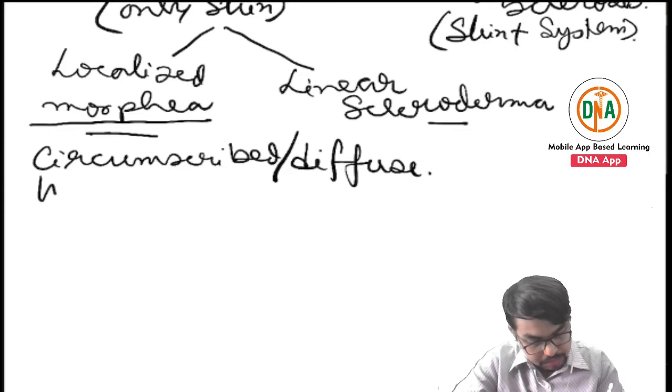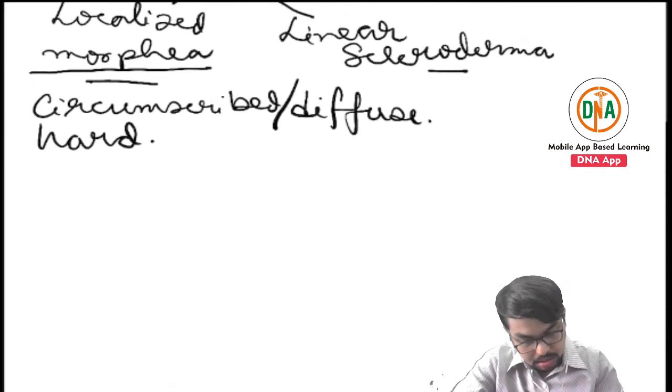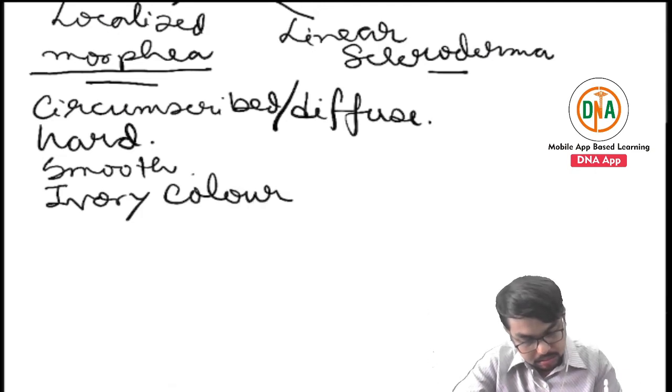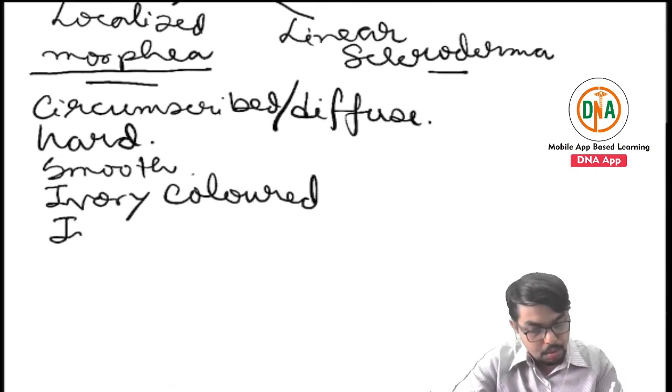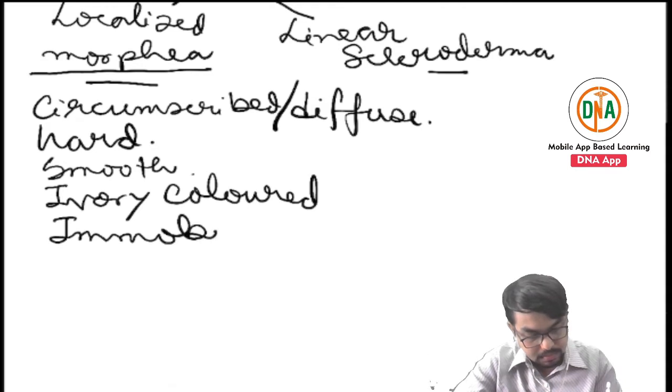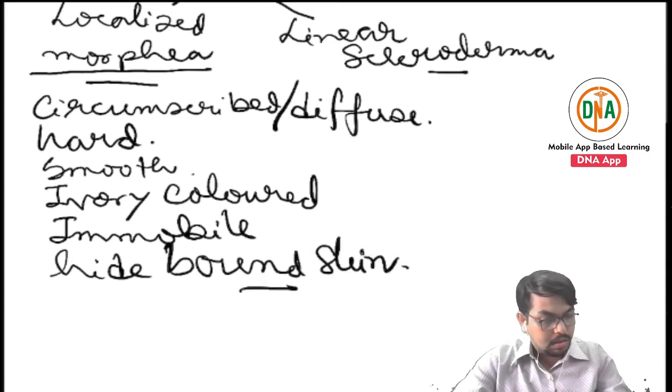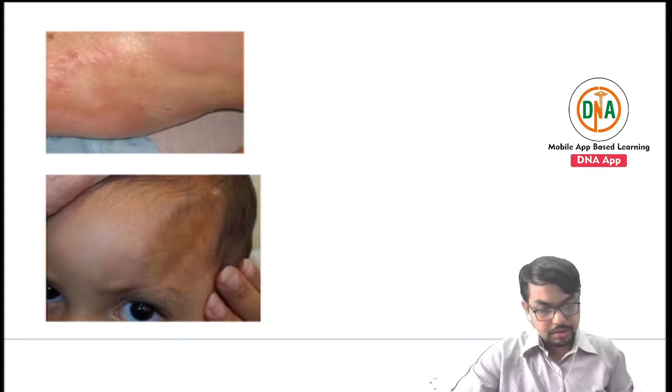Circumscribed or diffuse, remember all the adjectives: hard, smooth, ivory colored, immobile, hide bound skin. Okay, so look into this picture.